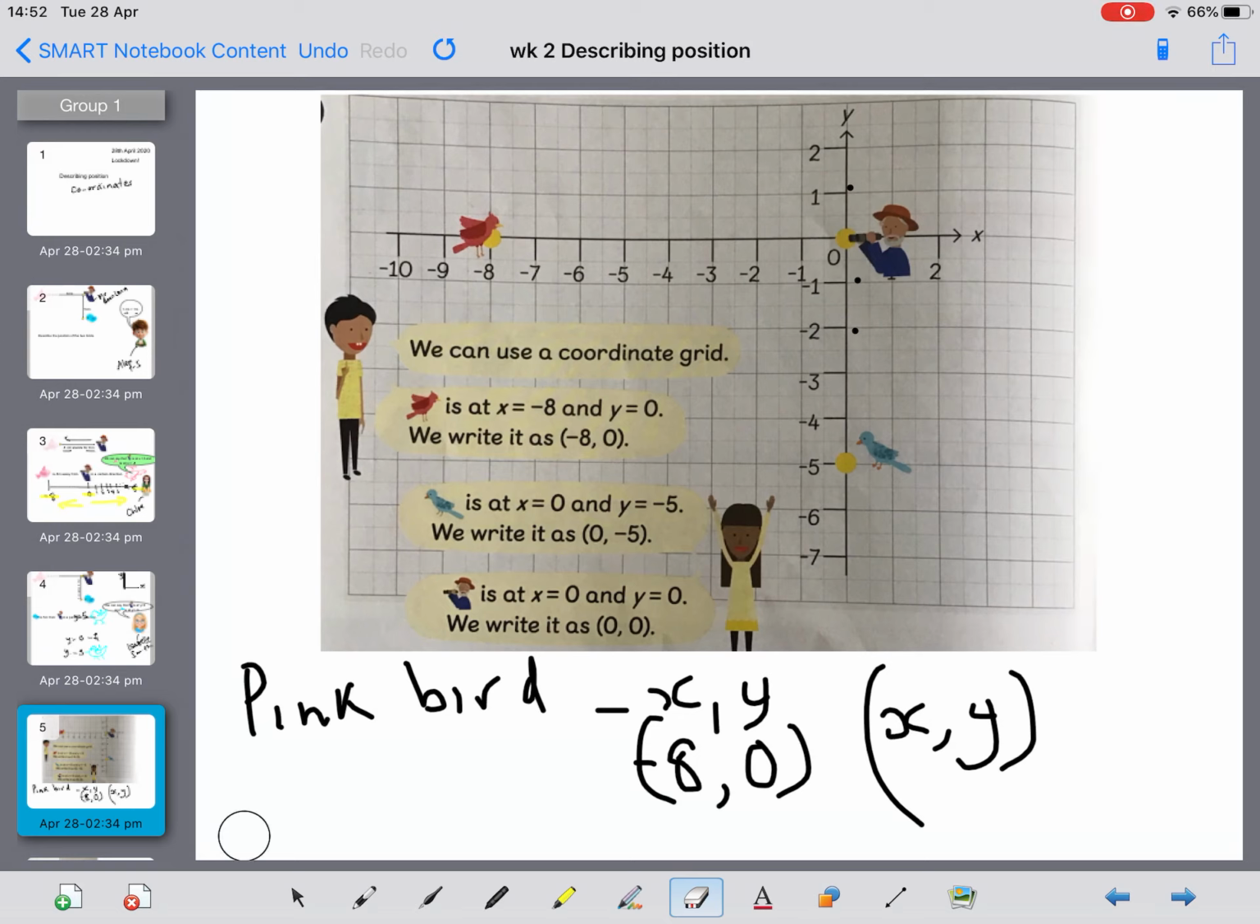And then your blue bird. What is it on the x coordinate first of all? X is 0, because it's not there or there, it's right on the line, so that's 0, and it's -5 on the y. Okay?